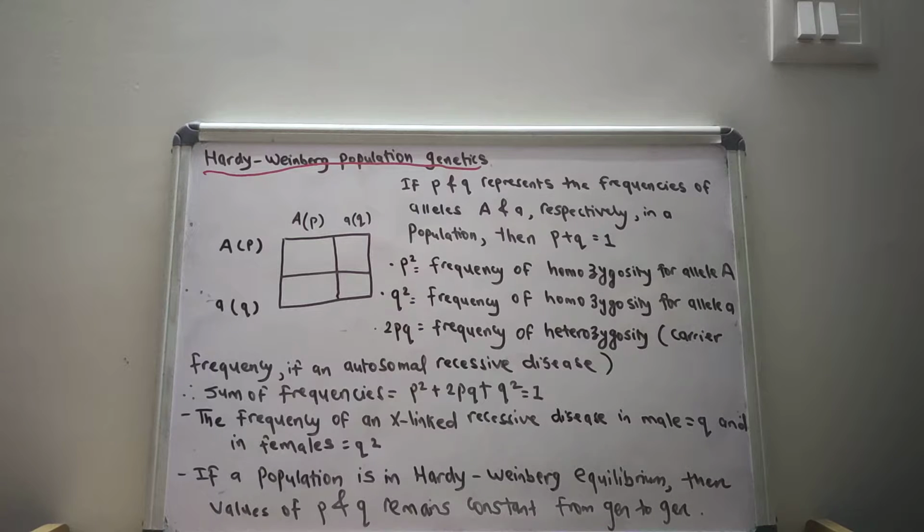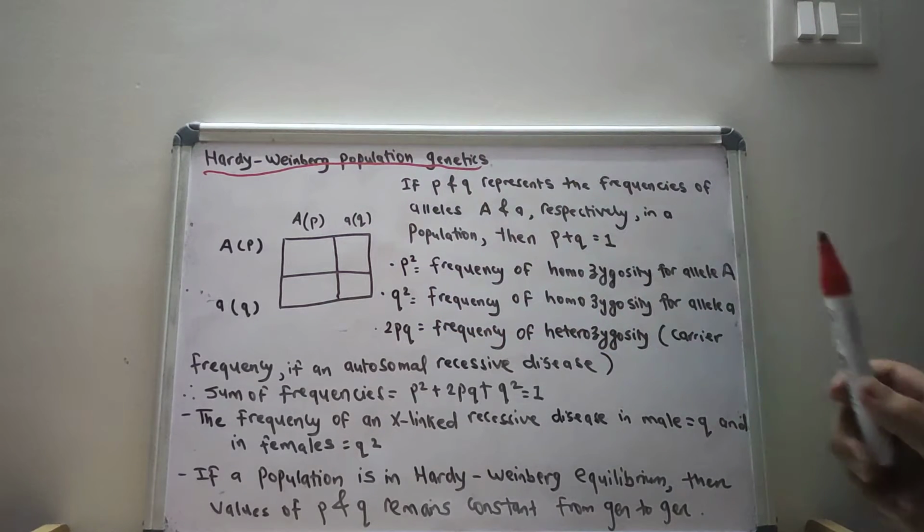The Hardy-Weinberg population genetics is a mathematical equation that can be used to calculate the genetic variation of a population at equilibrium. The Hardy-Weinberg principle states that the amount of genetic variation in a population will remain constant from one generation to another in the absence of disturbing factors.